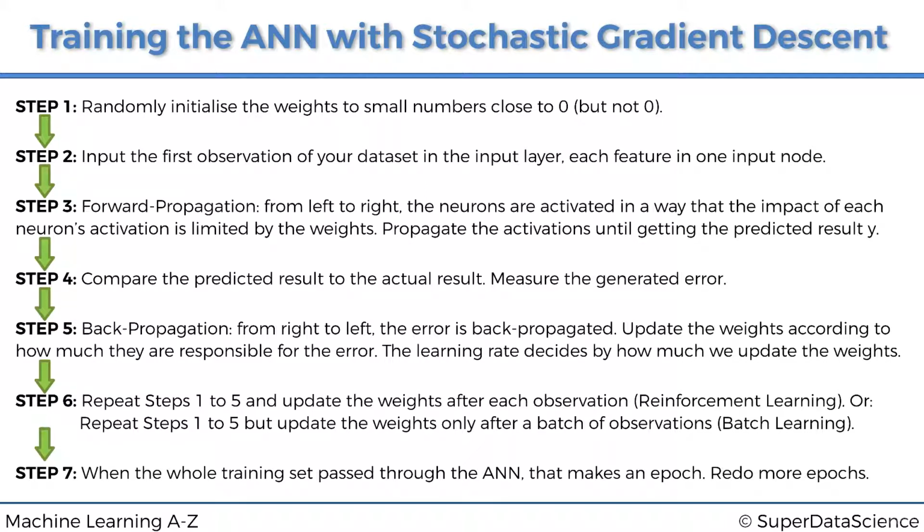Alright, and then we have step 6, where we repeat steps 1 to 5, either after each observation or after a batch of observations, for example, we update the weights every 10 observations going into the network. And finally, step 7, when the whole training set has passed through the ANN, that makes an epoch, and we repeat many more epochs. And we will see how many epochs we choose to do in the end. Alright, so that was a quick refresher of how we can train an artificial neural network using stochastic gradient descent.